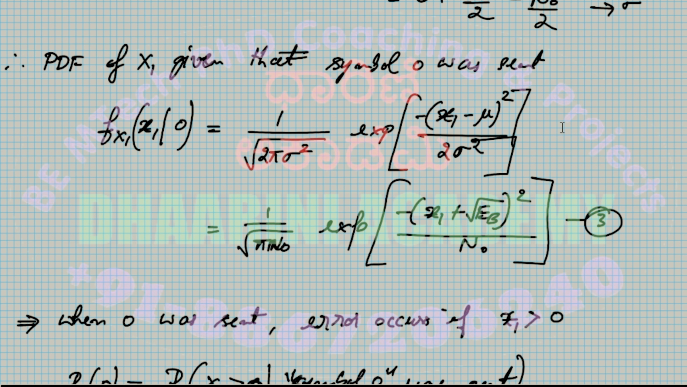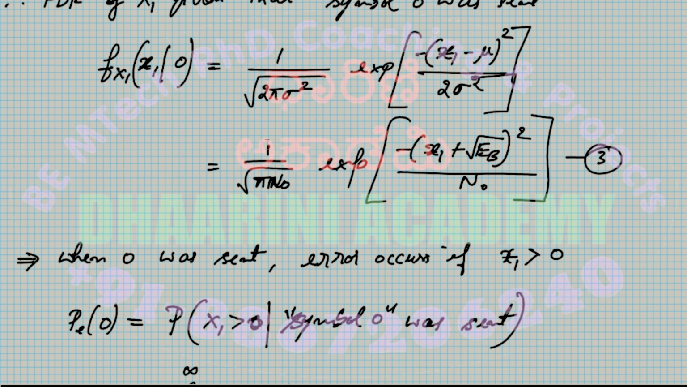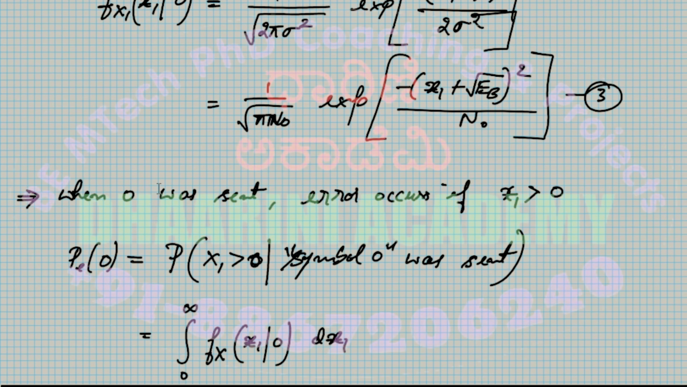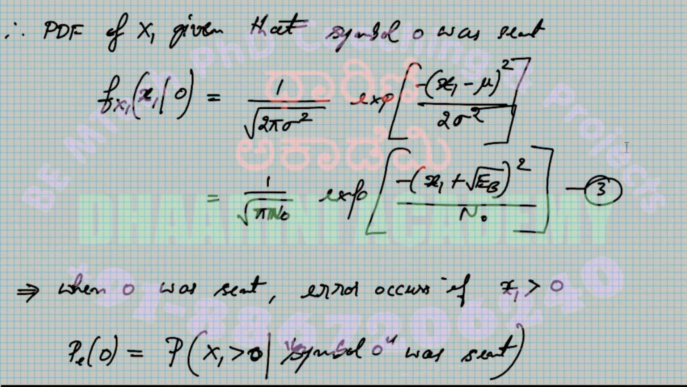It's a PDF. So I take it directly because I assumed my whole thing is a Gaussian representation. Then I substitute whatever mean and variance I found just now. When you substitute, you get this equation number 3. Right, so when 0 was sent, error happens when x1 is greater than 0. So what I am supposed to do, this is the fundamental idea.